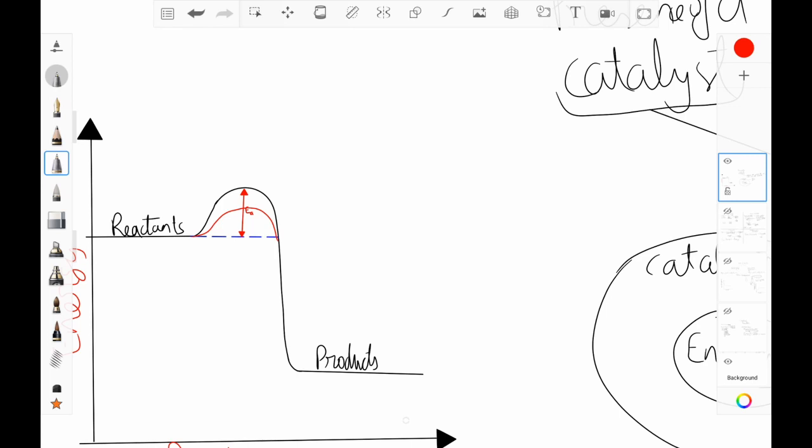So to summarize, the catalyst lowers the activation energy of a reaction. And this allows reactant particles to use less energy in order to actually break bonds and then create new ones and make subsequent products. And this also means that because the activation energy is lower, the frequency and energy of collisions remains the same, but the number of effective collisions actually increases. So that's just something you should know.